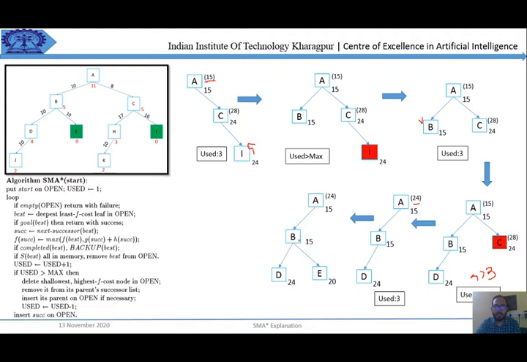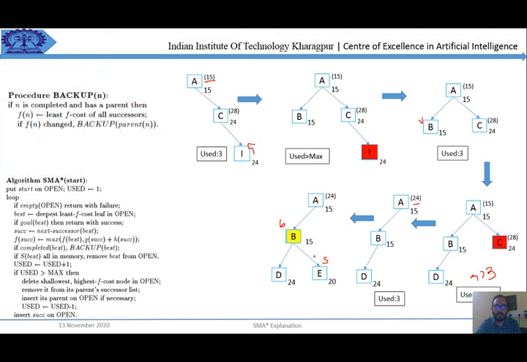After that, I have to take the minimum of 15, 15, 24. 15 is the minimum. Then I have to take the successor of it, E. There's only one way, E is there. At this point, this is the base one, this is the successor one, and I have to update the value of 15. So from 24 and 20, the minimum is actually 20. So 20 has been updated as the f value of B.